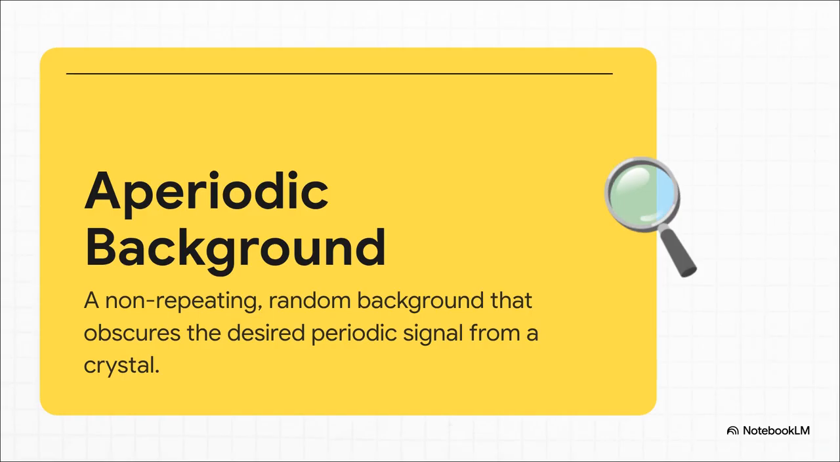Now, the paper has a technical name for this, of course. It's called aperiodic background. Aperiodic just means it doesn't repeat in a pattern. So what you've got is this beautiful repeating signal from the crystal totally buried under this random, non-repeating layer of junk. It's kind of like trying to look at a detailed photograph through a dirty, smudged window.